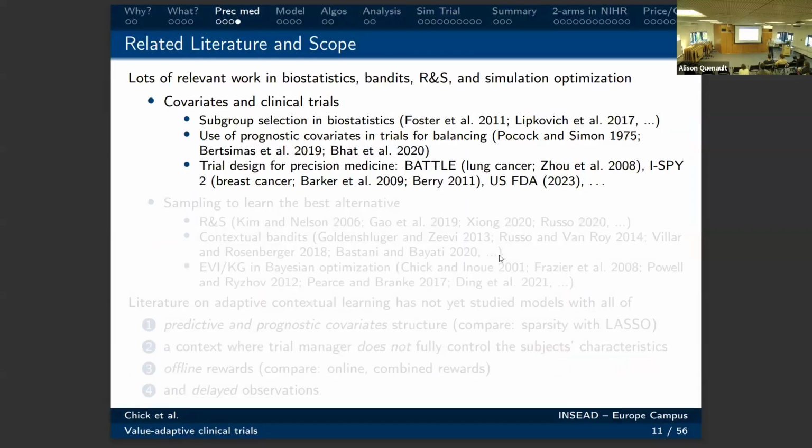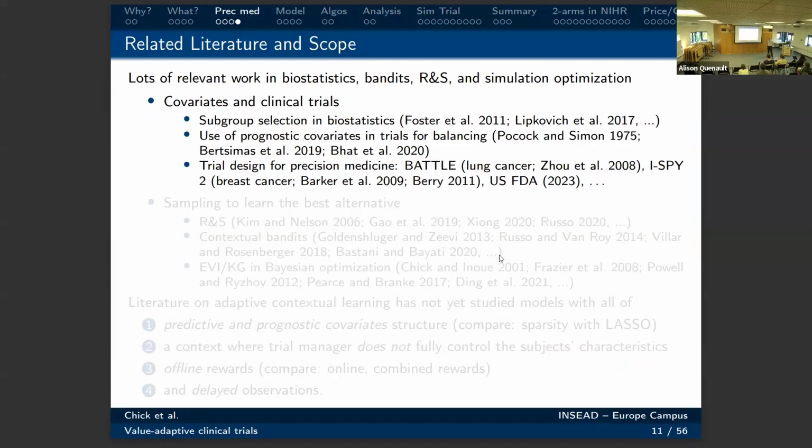So tell me to go faster or slower as we go along. Okay, so covariates in clinical trials. Often this has a rich history, so much that's been done. I'm sure a lot of it I'm not aware of. If you see gaps, please let me know.